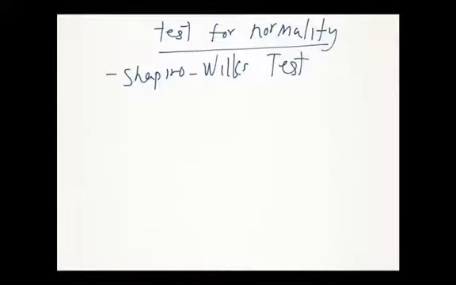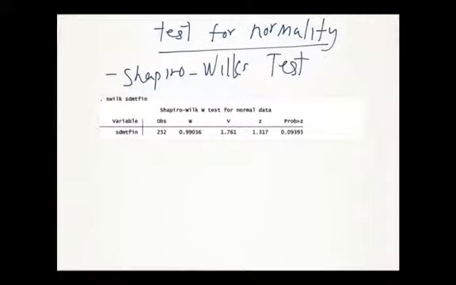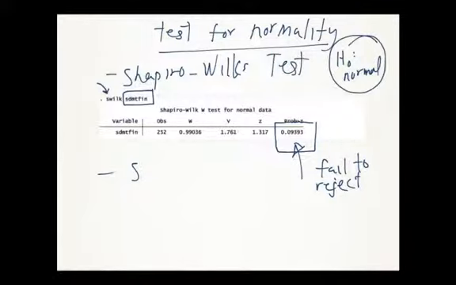There's one called the Shapiro-Wilk. Let's take a look at what that looks like in Stata. So the command is swilk. Here's the variable that we're testing the normality of. It gives us a p-value. Here it's greater than 0.05, so we would fail to reject, right? So the null here is that the data is normal. Since we got a p-value greater than 0.05, we fail to reject and conclude that this assumption of normality seems reasonable.